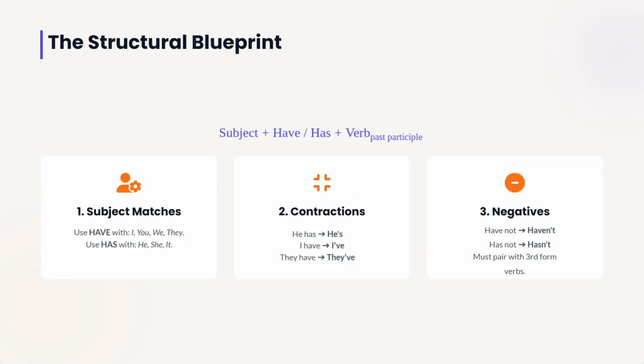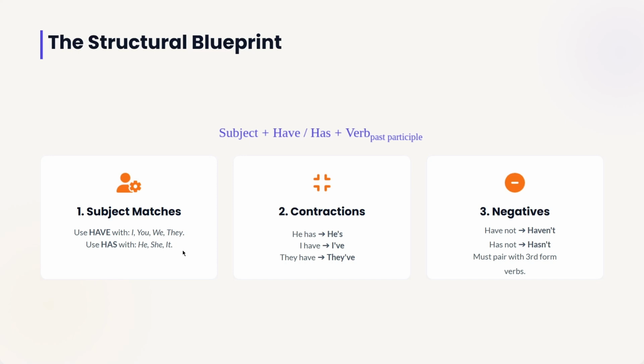The structural blueprint. Now we look at the formula. The present perfect is very simple. The structure is subject plus have or has plus past participle. Remember, we use have with I, you, we, and they. We use has with he, she, it.